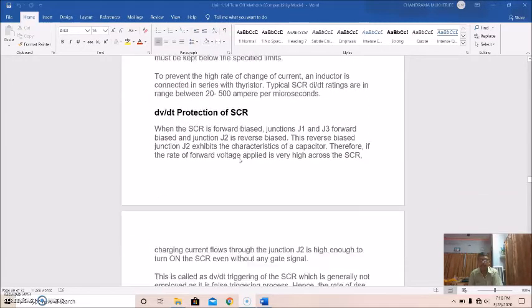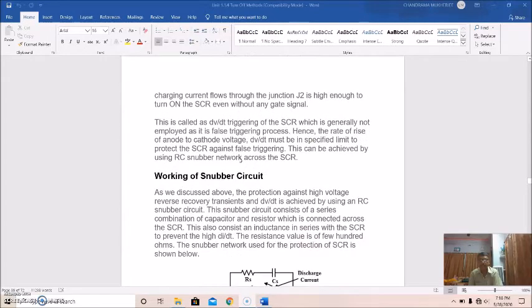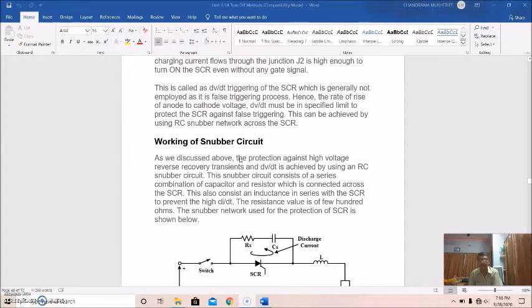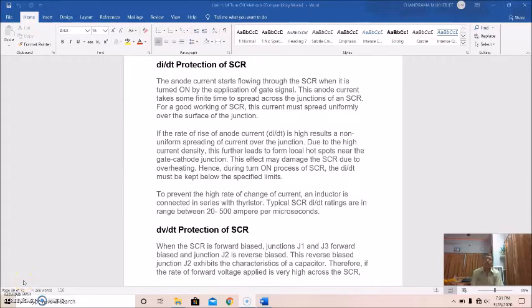Then DVDT protection and how snubber circuits work here. Now we'll talk about the DIDT protection of SCR. So, DIDT protection of SCR: when anode current starts flowing through the SCR, when it is turned on by the application of a gate signal.